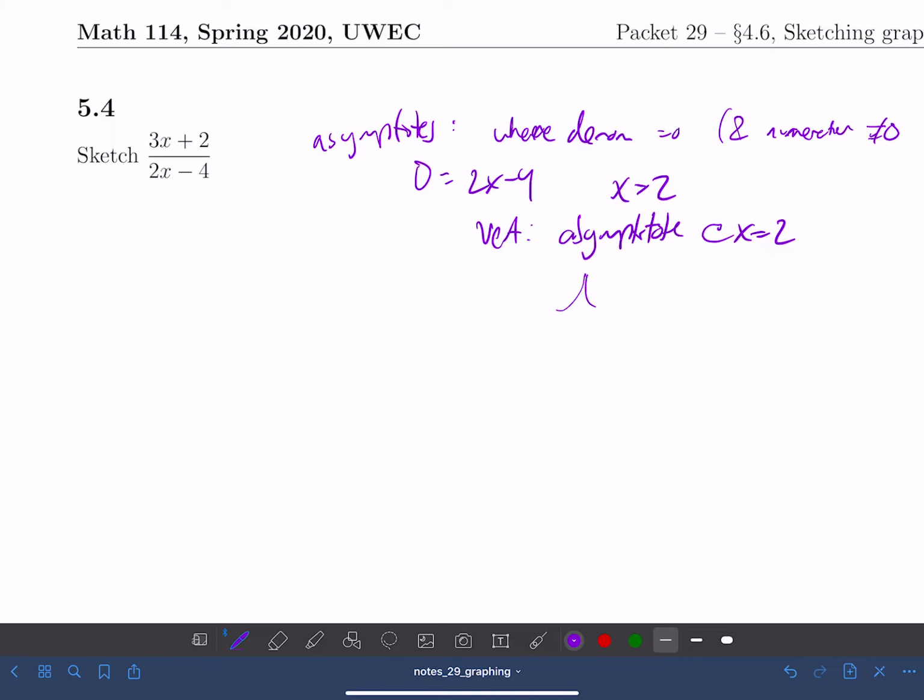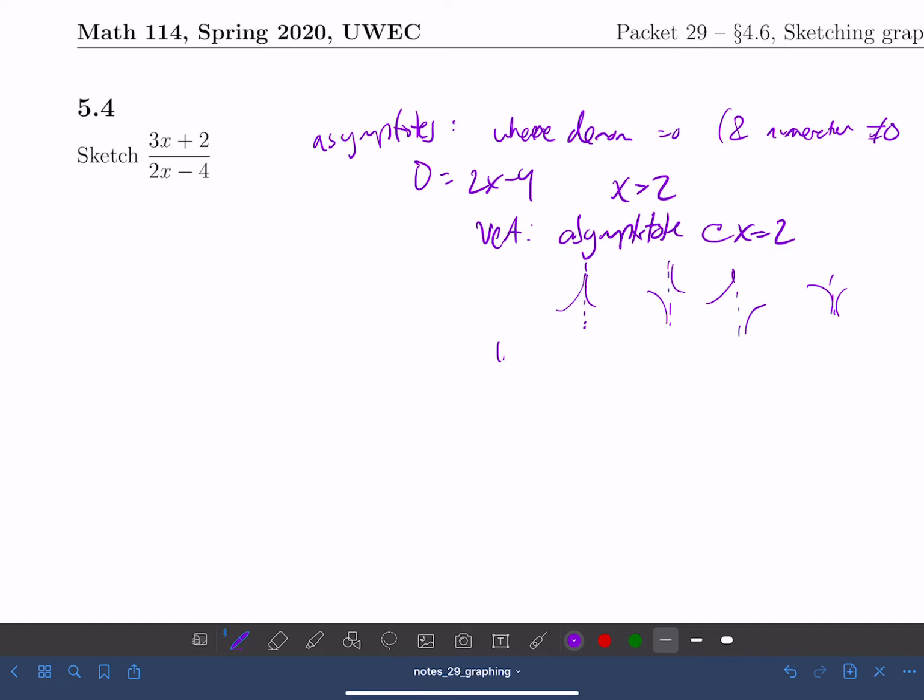Now the question is, does it look like that? Nope, I already had that one. Does it look like this, or does it look like that? Which one of these is it, for the asymptote? Well, let's figure that out.